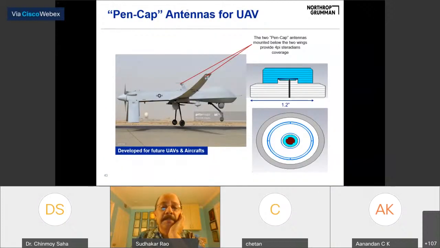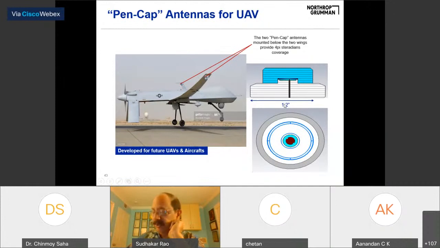So we did the pen cap antenna for UAVs. You can see two of them: one is on the bottom side of one wing, one is on the top side of the other wing. These are two pen cap antennas, each one providing 2 pi steradians, so that you can cover the full 4 pi steradians.